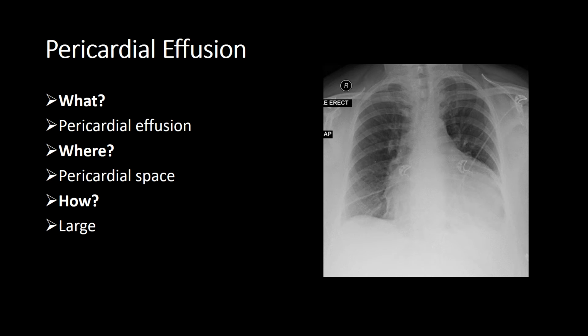Now clinically, the size of the pericardial effusion is actually less important than the speed of the effusion. So if you have a slow gradual accumulation that allows the pericardium to stretch and accommodate much larger fluid, that's actually less clinically significant than something that grows very quickly. So what is it? It's a pericardial effusion, where, the pericardial space, and how, it's large.